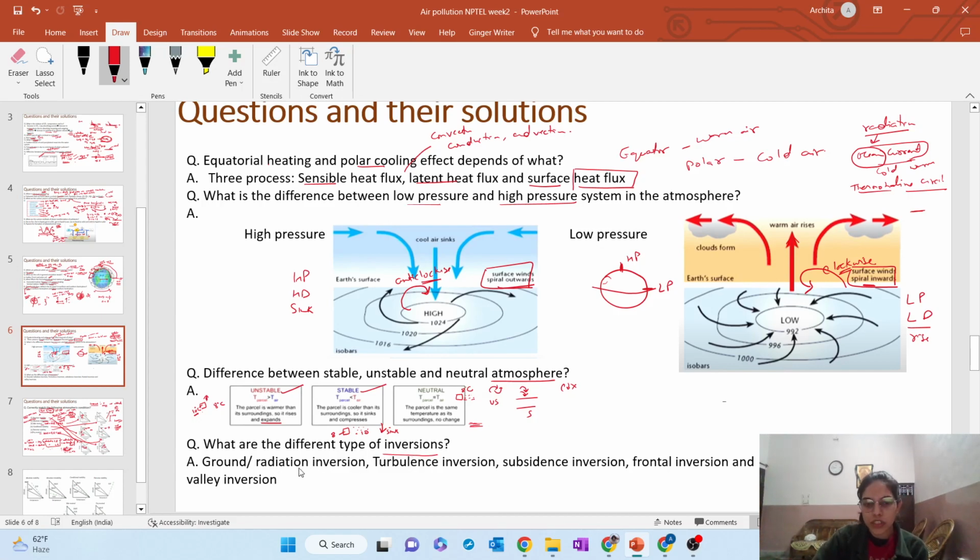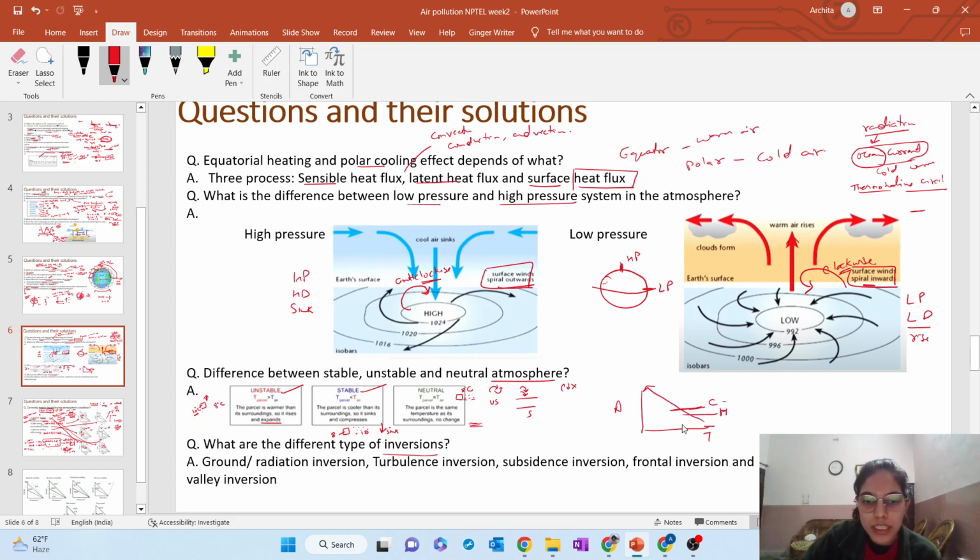So first is radiation or ground inversion. Radiation inversion is when the ground is heated. So this is altitude, this is temperature, right? So ideally with altitude the temperature should decrease. So this air should be hot, this air is cold. Let's say I'll make this line, this is cold, this is comparatively hot. So ideally this should be the trend.